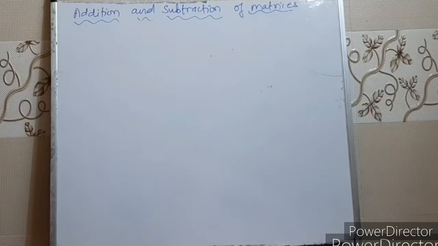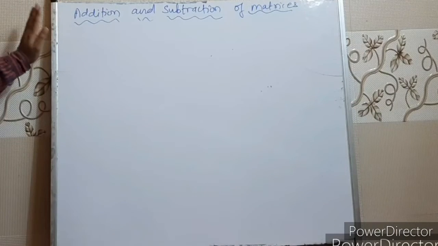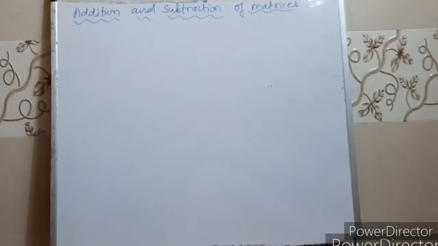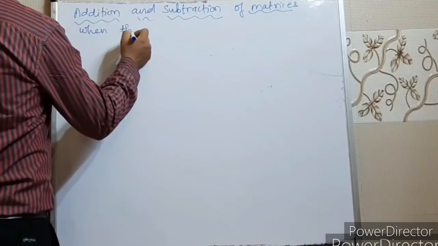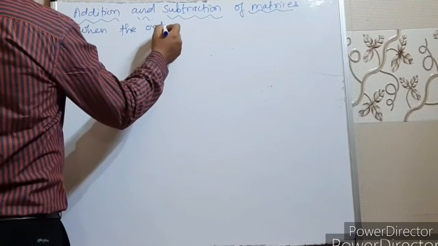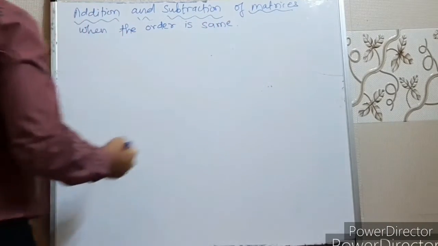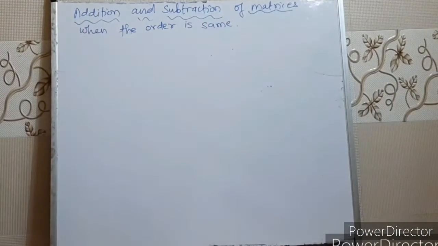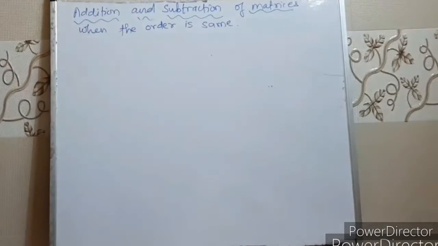Now we study addition and subtraction of matrices. You have studied in class 10 that addition and subtraction of matrices is only possible when the order of the matrices is the same. If the order is not the same, then addition and subtraction is not possible. Okay? So when the order is equal, then addition or subtraction is possible.